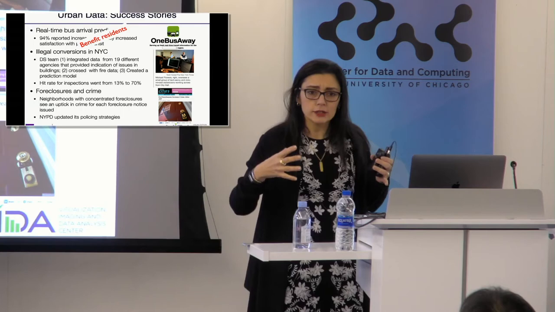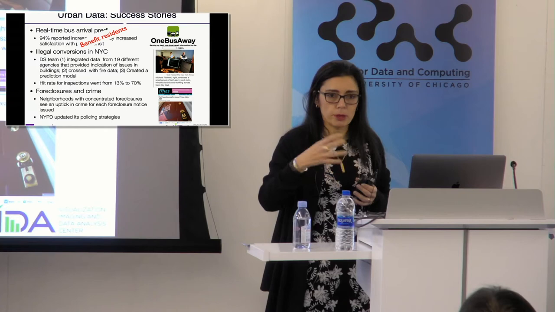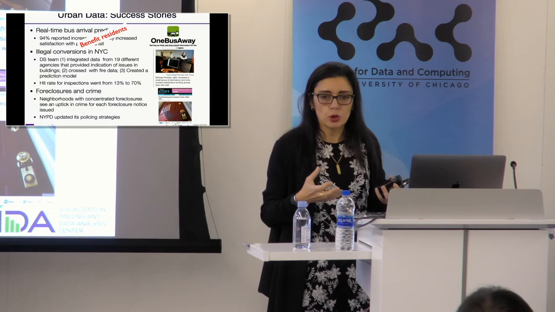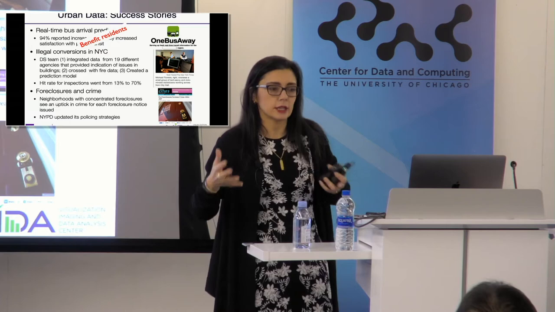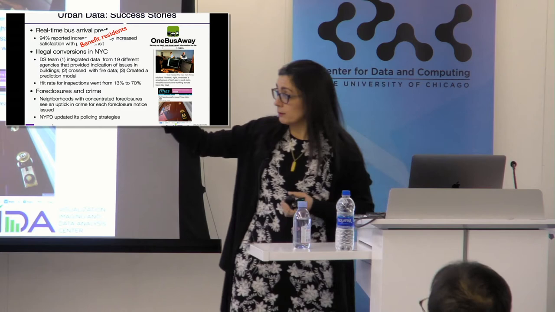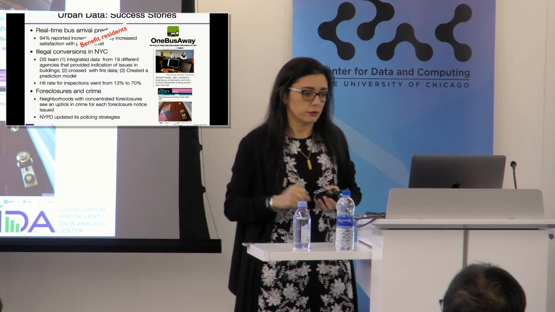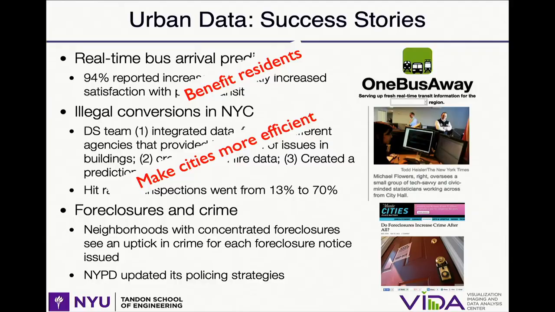They integrated those data, crossed them with information about fires, and created a regression model. And now when they receive new complaints, they apply this model and they predict how likely it is that that building has a real illegal conversion problem. And this led to a huge improvement in the hit rate for the inspections, which went from 13% to 70%. And this is a great example where you can use data to make cities more efficient and indirectly benefit residents.